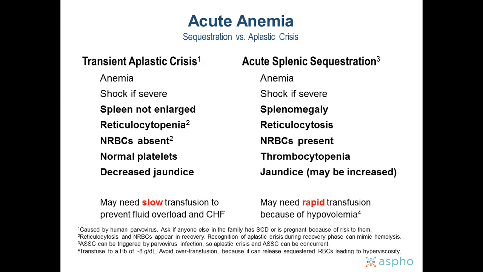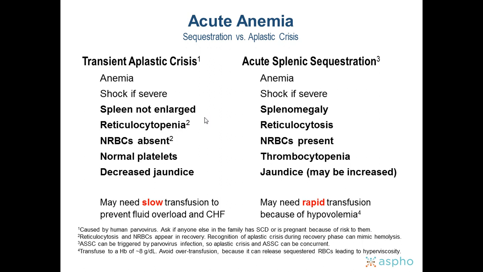Now, sickle cell anemia can be complicated by acute anemia, either by the transient aplastic crisis or parvo crisis, or acute splenic sequestration. And they both can cause anemia and, if severe, shock. And it's important to differentiate the two because the treatment is different, right? You need slow transfusion for severe transient aplastic crisis, whereas you might need a rapid transfusion because of hypovolemia.